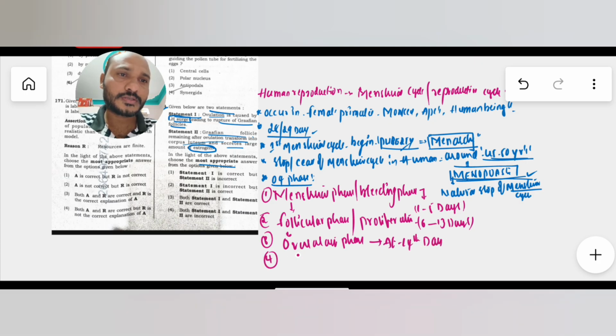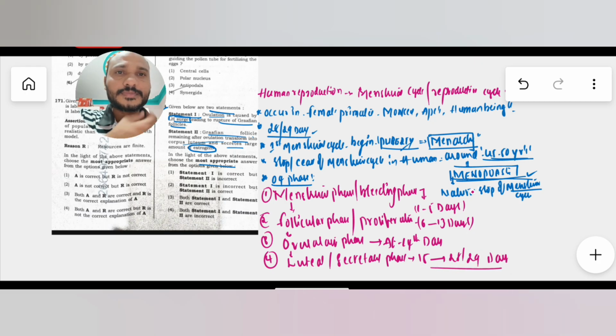And the fourth, after the ovulatory phase, is the last phase, the luteal phase, also called the secretory phase, which occurs around day 15 to 28 or 29. So like that there are 4 important major events which occur in the menstrual cycle. We will discuss each phase briefly only.